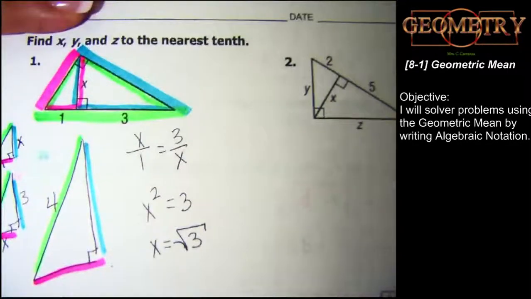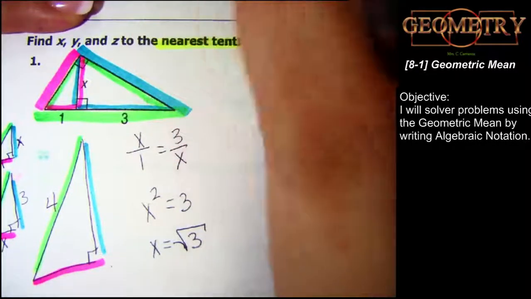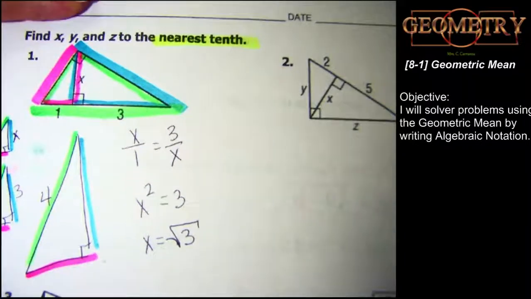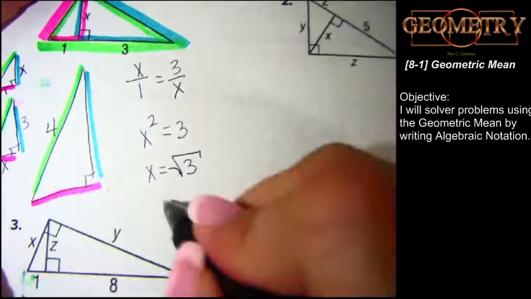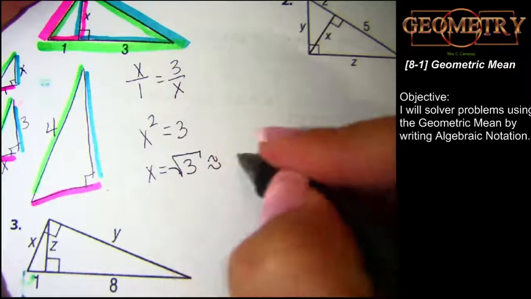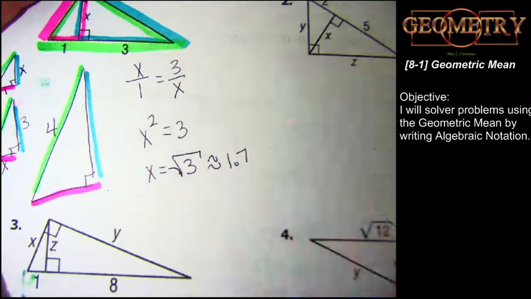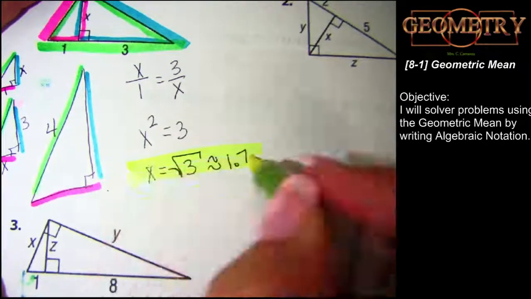But look at my directions. Nearest tenth. Ha! Calculator. And now you don't have to simplify the radicals, because it says to the nearest tenth. So as soon as you get something with a radical, you just stick it in the calculator. 1.7. And then boom, you're done.